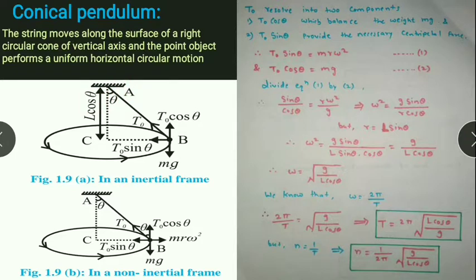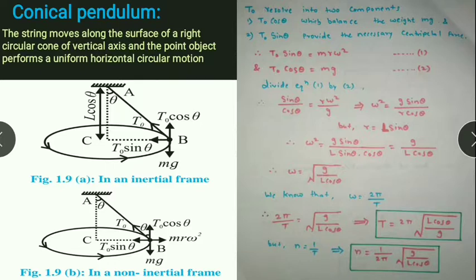So sin theta is equal to r upon l. It gives r is equal to l sin theta. Substitute the value of r in this equation. Therefore, omega square is equal to g sin theta upon l sin theta into cos theta. Here sin theta gets cancelled and omega square is equal to g upon l cos theta. Therefore, omega is equal to square root of g upon l cos theta.